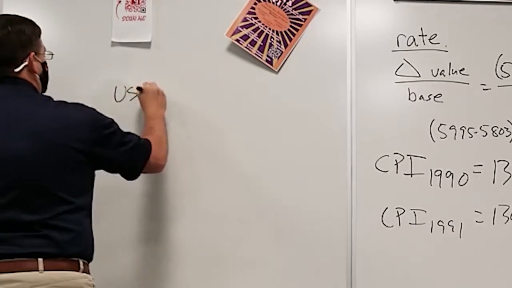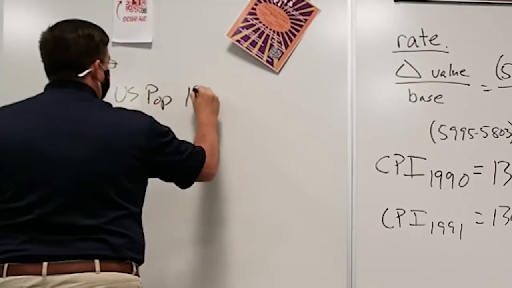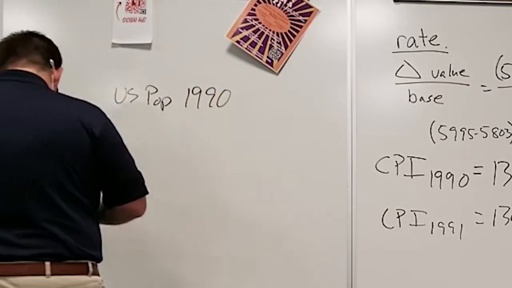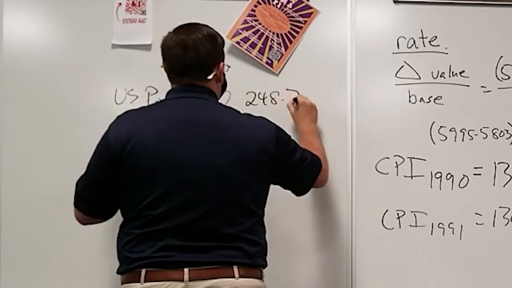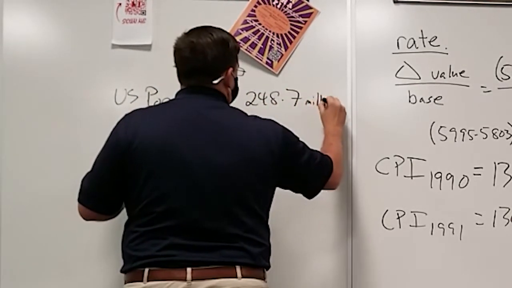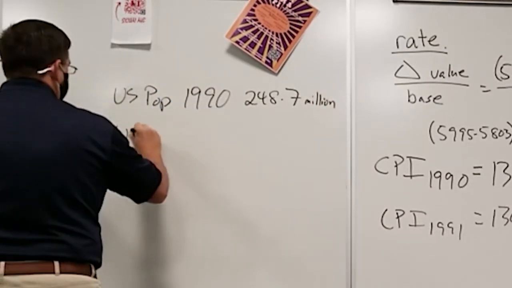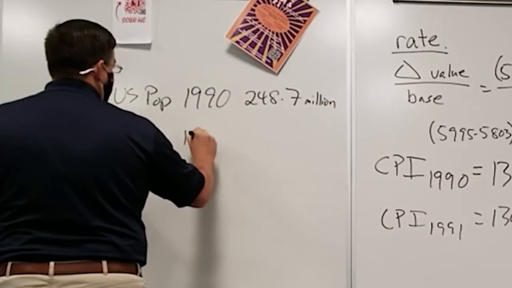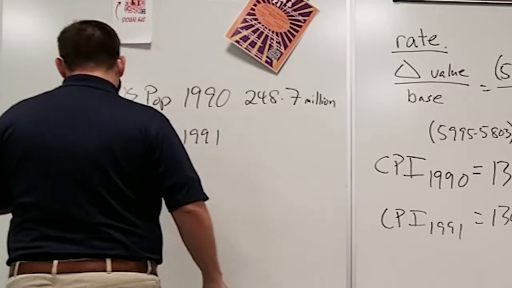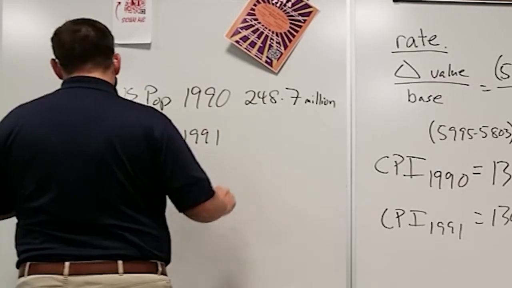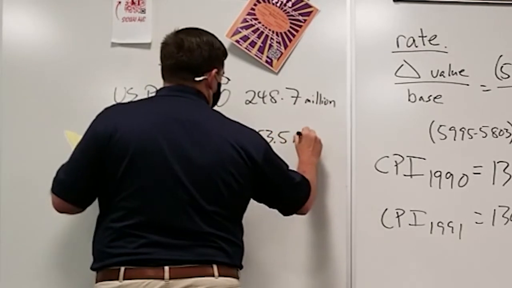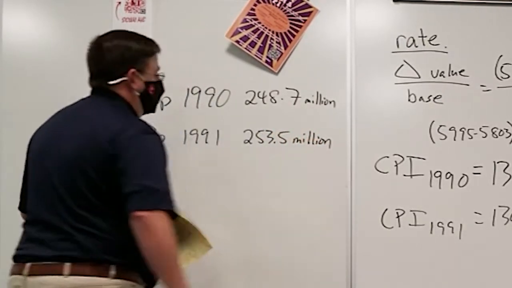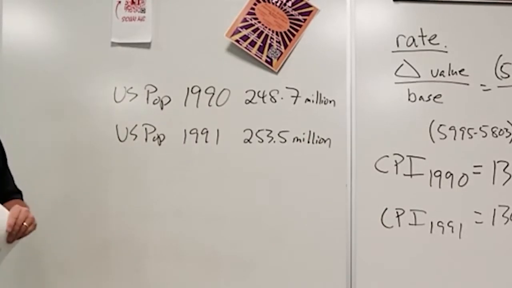So the US population in 1990 was 248.7 million. The US population in 1991 was 253.5 million. So what am I going to want to do? Wash, rinse, repeat. Same thing again, right?